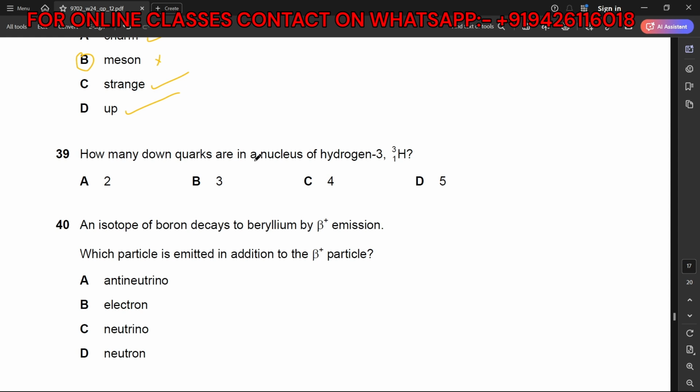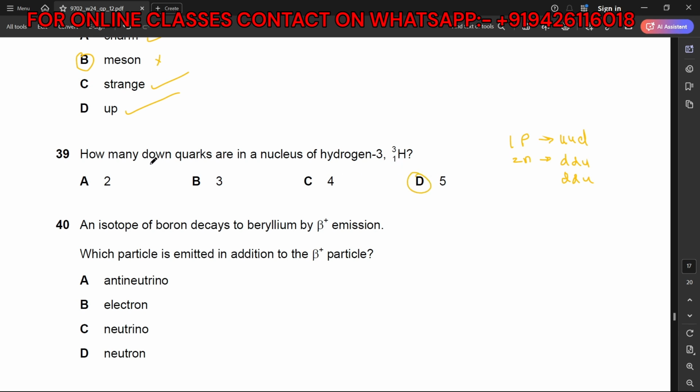How many down quarks are in a nucleus of hydrogen? So in this nucleus of hydrogen, there is one proton, and the proton is composed of UUD. And there are two neutrons because the mass number is 3, and therefore it's going to be 2 plus 1, 3. And a neutron is going to have DDU. So there are two such neutrons, so DDU, and one proton UUD. So 1, 2, 3, 4, 5. There are 5 down quarks in this particular hydrogen. So answer is going to be D.